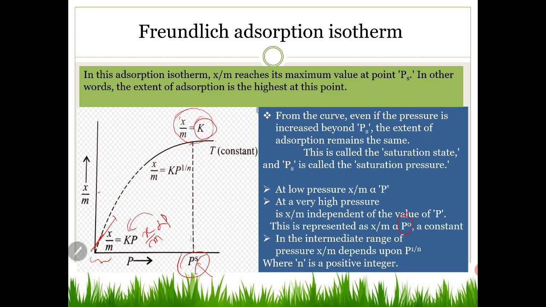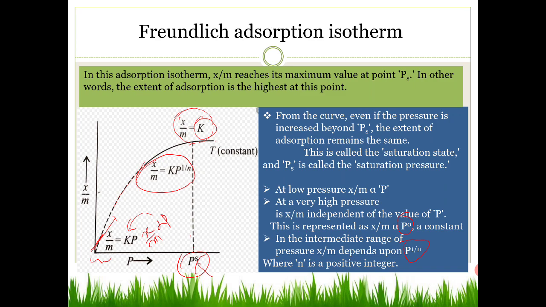In the intermediate range, it's not straight, it's like a small curve. In the intermediate range of pressure, x by m depends on p raised to 1 by n, where n is a positive integer.